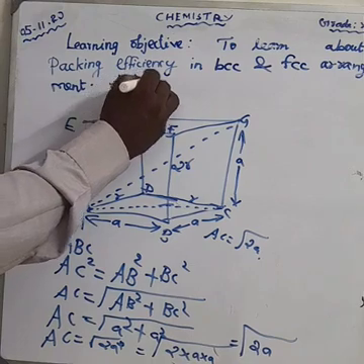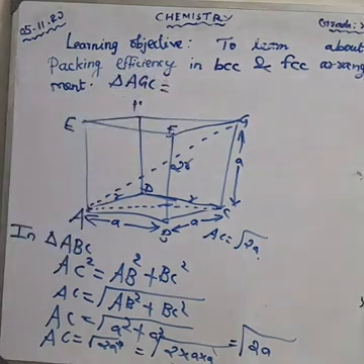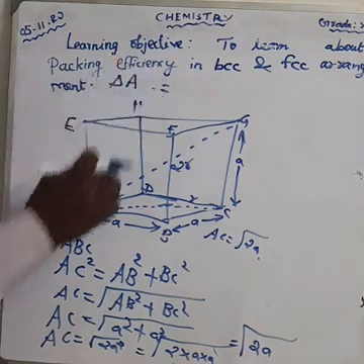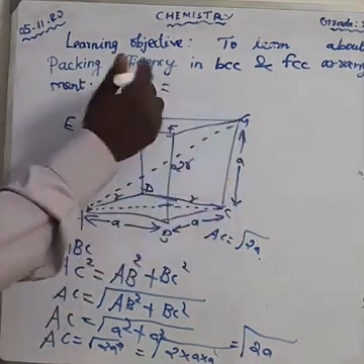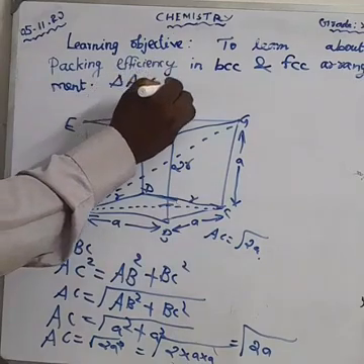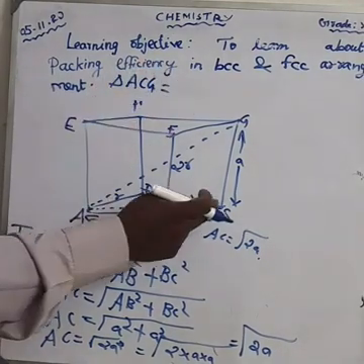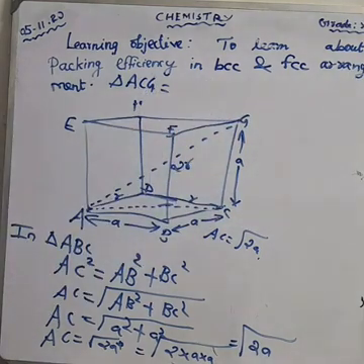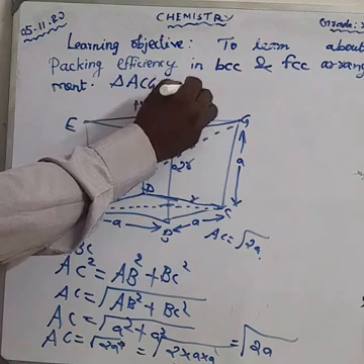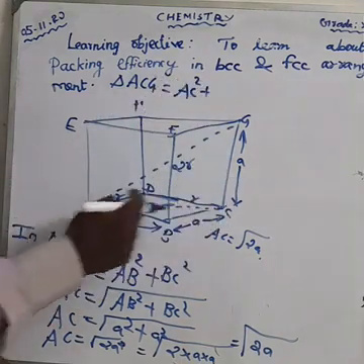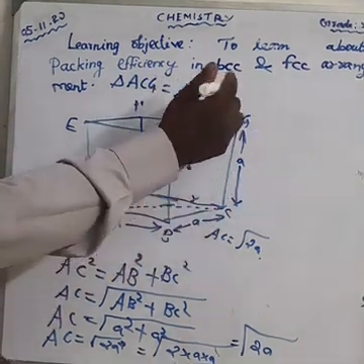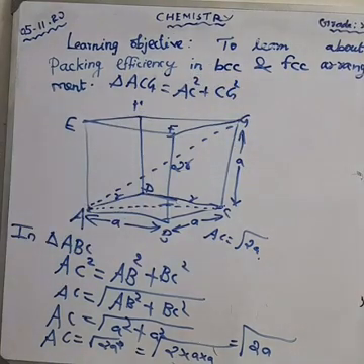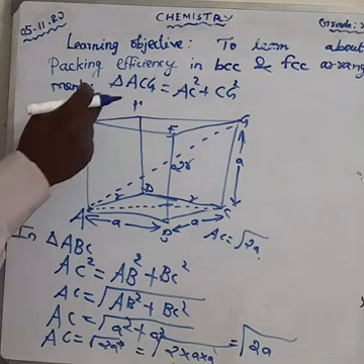Triangle AGC is equal to... How do you write it? Triangle ACG. Okay. In triangle ACG, AG square is equal to AC square plus CG square. Am I right? Here, what is the value of AC square?